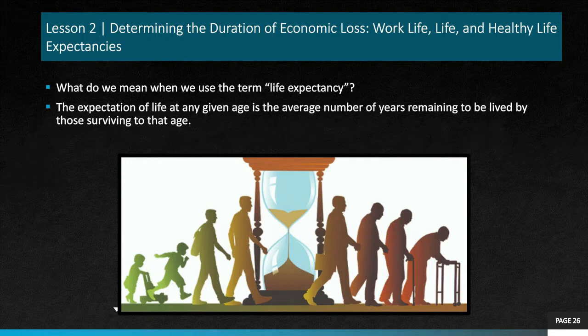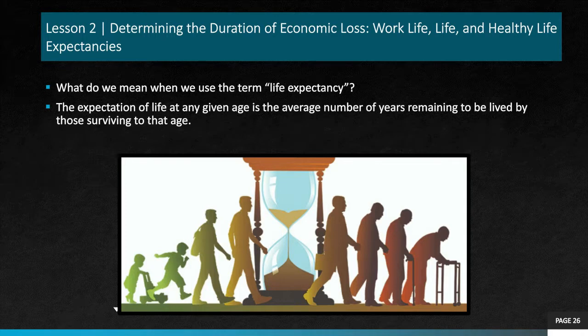So these work life expectancies, life expectancies, and healthy life expectancies are always kind of moving targets depending on what age the plaintiff is you're talking about. So let me explain how this works, because I don't think it's something that's well understood. When we use the term life expectancy, what we mean is the expectation of life at any given age. Life expectancy is going to be different depending on the age of the plaintiff. It's not going to be 76 or whatever the average life expectancy is in the United States for everyone. And it's the average number of years remaining to be lived by those surviving to that age.